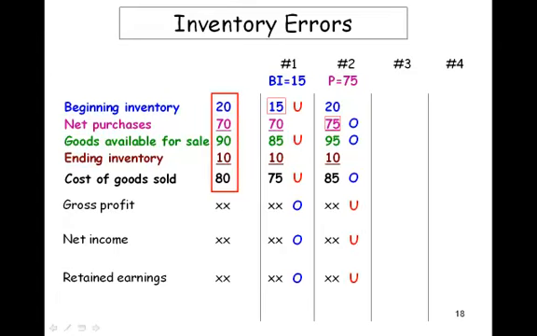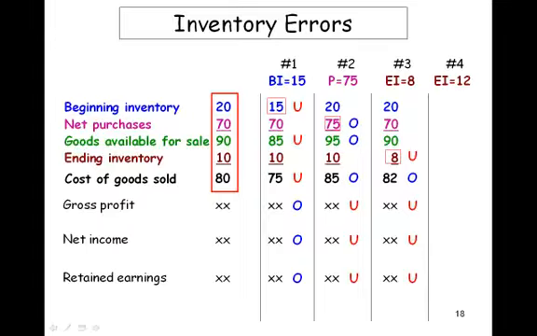In example 3, assume that the ending inventory balance is incorrectly reported as $8 instead of the correct balance of $10. This results in an understatement of $2. This also results in a $2 overstatement in cost of goods sold and an understatement of the remaining balances. Notice that the effect on ending inventory has the opposite effect on cost of goods sold.